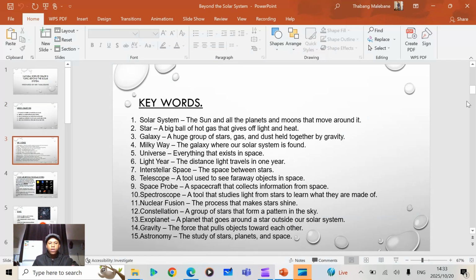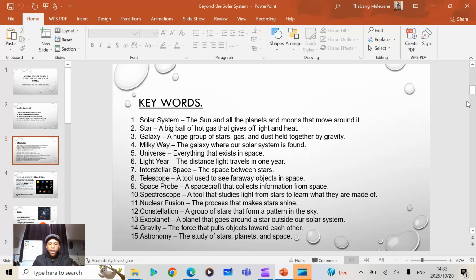Keywords. The first keyword is the solar system. What is the solar system actually? The solar system is the sun and all the planets and moons that move around it. A star, a big ball of hot gas that gives off light and heat. Galaxy, a huge group of stars, gas, and dust held together by gravity. Milky Way, the galaxy where our solar system is found. Universe, everything that exists in space.